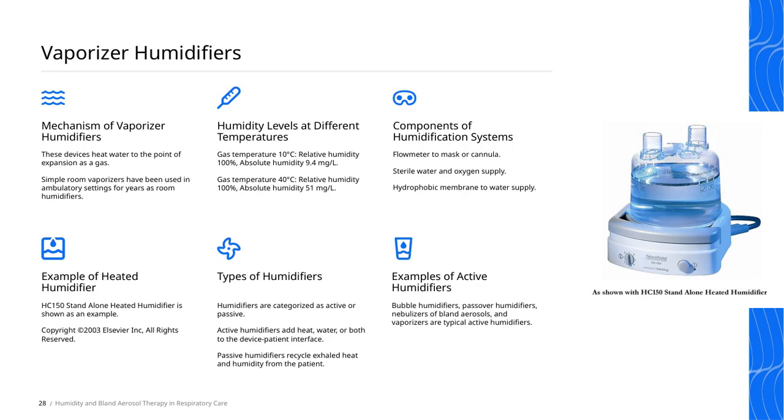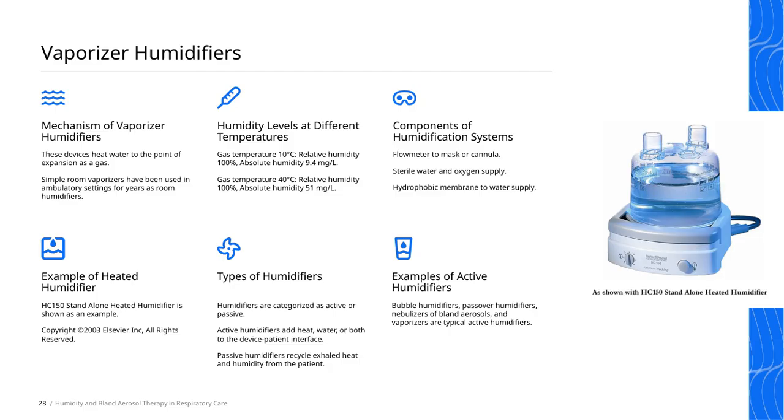Let's take a closer look at the various types of active humidifiers used in respiratory care. Bubble humidifiers, passover humidifiers, bland aerosol nebulizers, and vaporizers are the most common examples. These are all classified as active humidifiers because they actively add heat, water, or both to the gas before it reaches the patient. In contrast, passive humidifiers work differently. They recycle the exhaled heat and humidity from the patient, helping maintain moisture without adding heat or water directly.